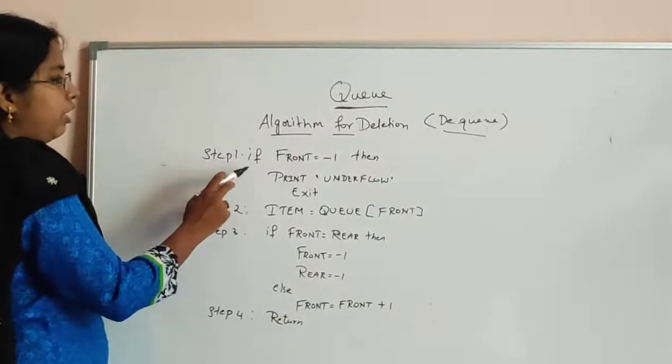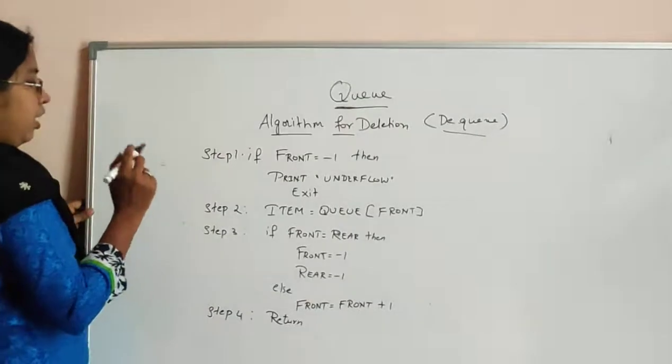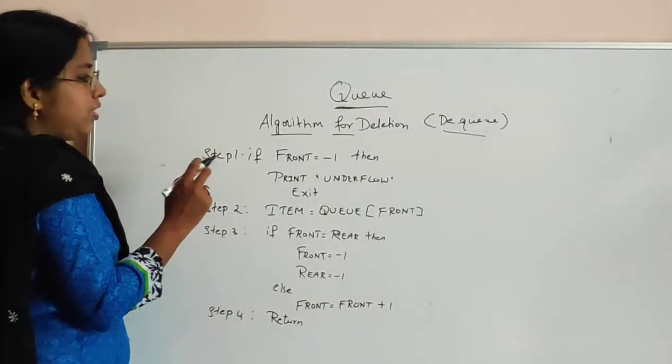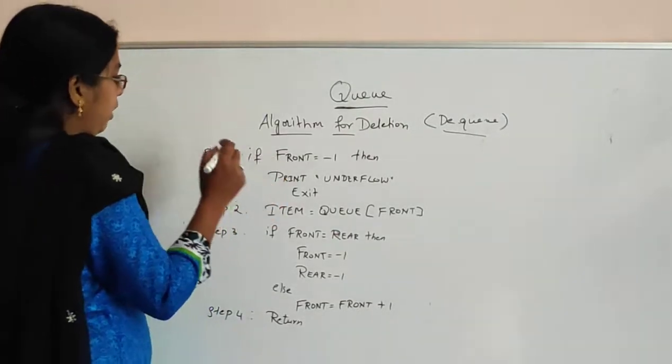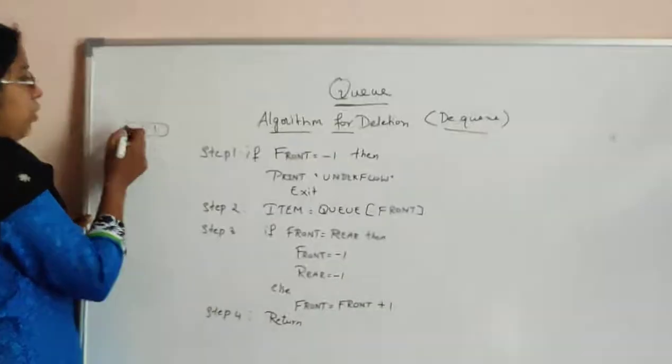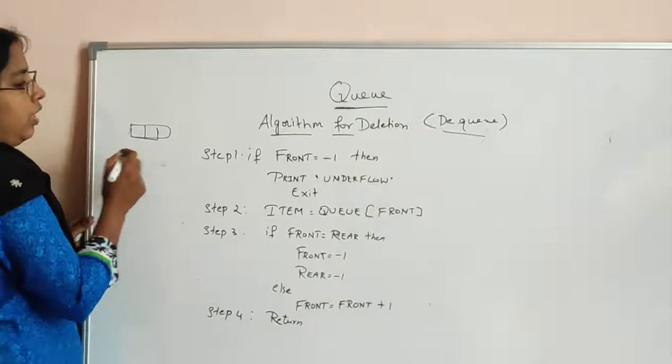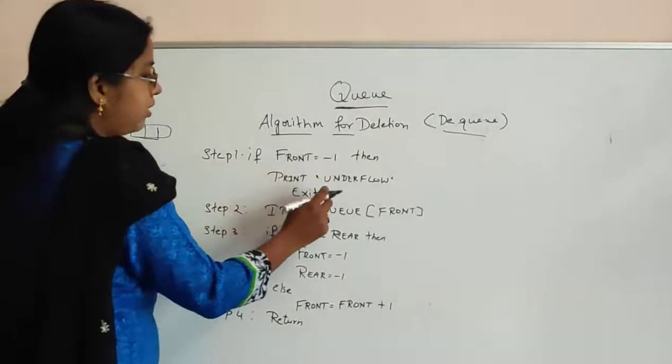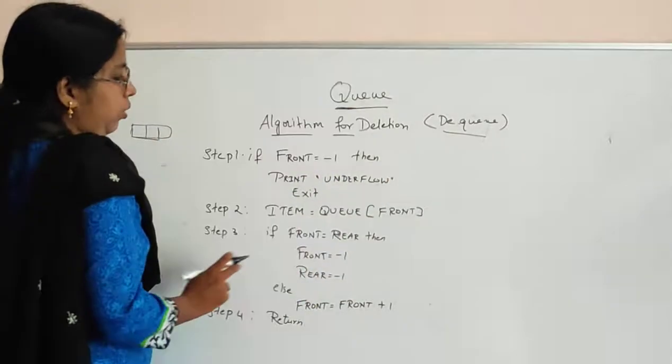Okay, so step 1: if front is equal to -1. If front is equal to -1, it means that there are no elements in the queue. The queue is empty. There is a queue where there are no elements at all. In that case, it will print underflow and exit, it will come out of the program.